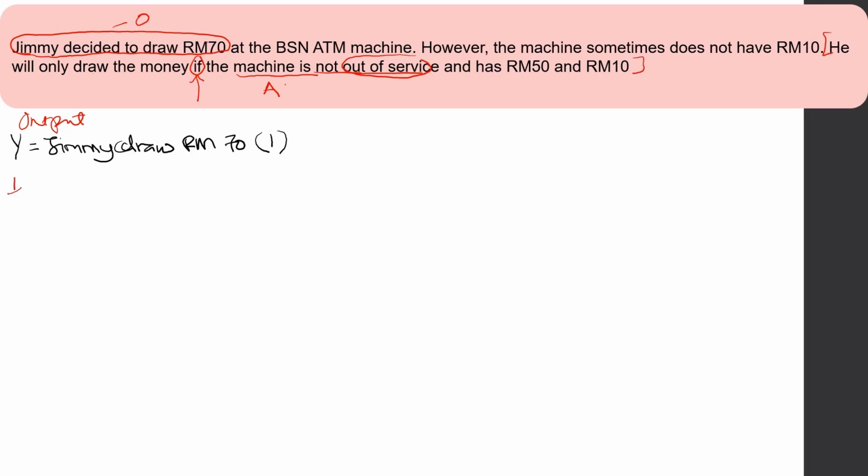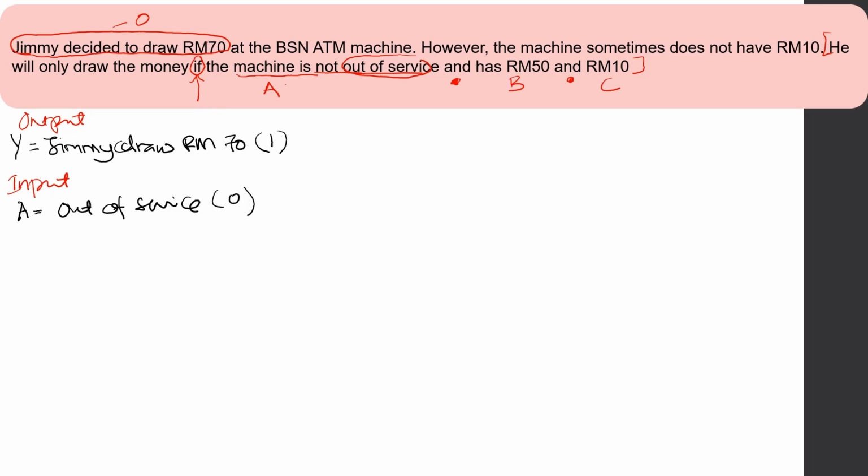So input A, out of service, which is 0. Why is it 0? Because not out of service is 1. And this is the AND gate. Has 50 ringgit and has 10 ringgit. So this is input number 2, B. And this is input number 3, C.